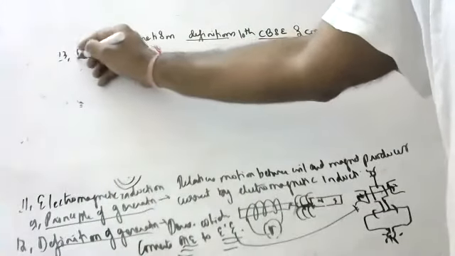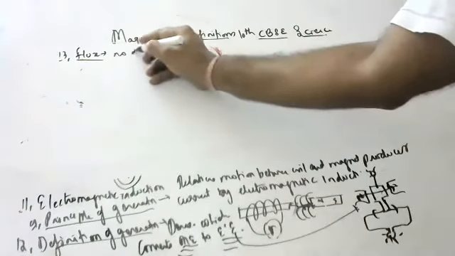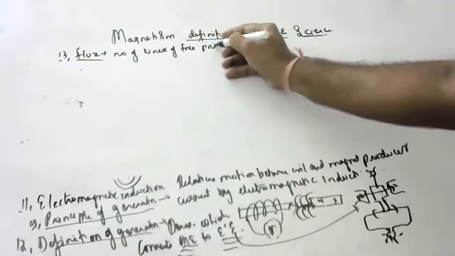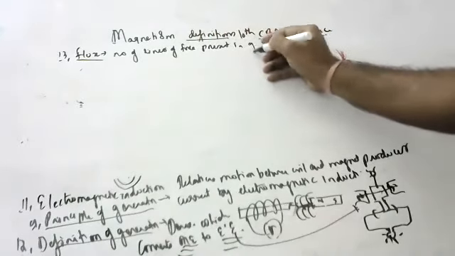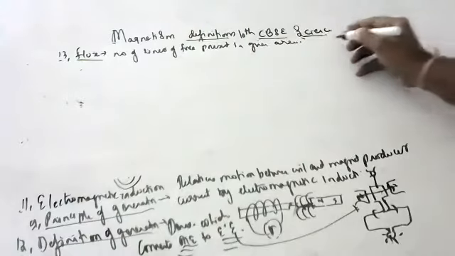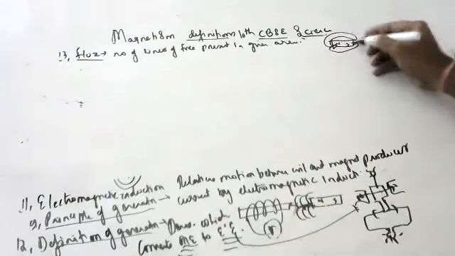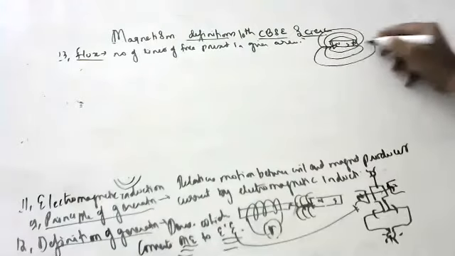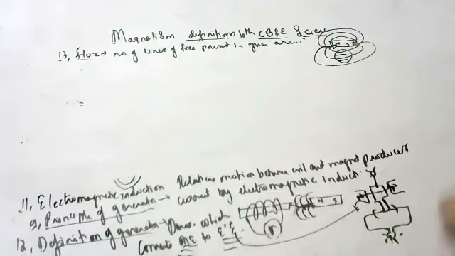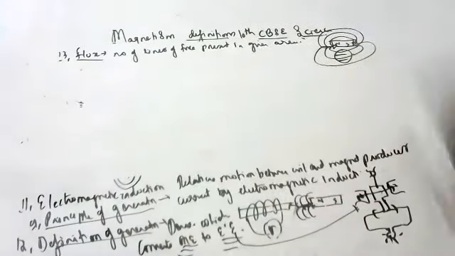Flux. What is the flux definition, children? Flux is the number of lines of force present in a given area of a magnet. Normally a magnet will have lines of force. If I take this much area, how many lines of force are there? If more lines of force are there, it is a strong magnet. If fewer, it is a weak magnet.